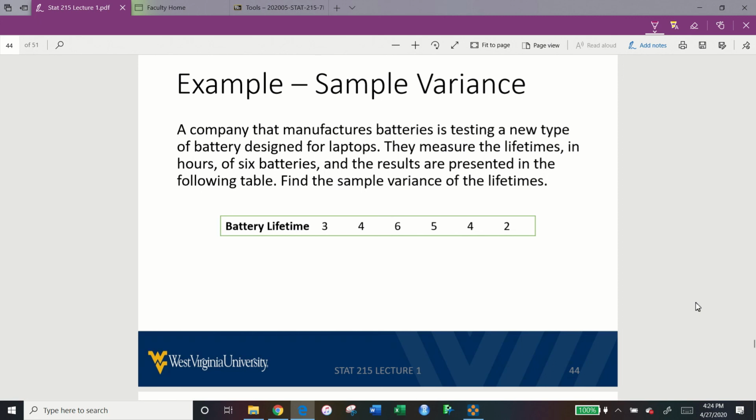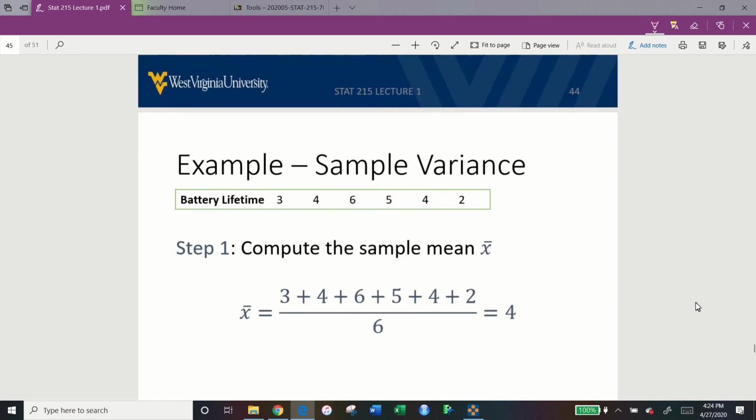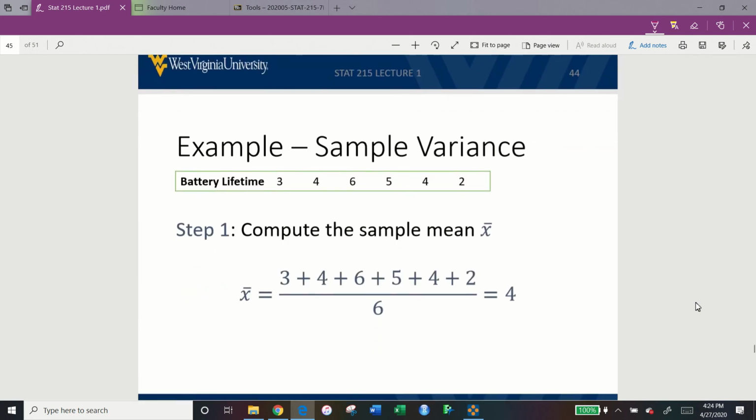So for the battery life, we have 3, 4, 6, 5, 4, and 2. Using our process, step 1, we're going to want to compute the sample mean. So we are going to add up our values and divide by our sample size. So 3 plus 4 plus 6 plus 5 plus 4 plus 2, all divided by 6 equals 4. So our sample mean equals 4.